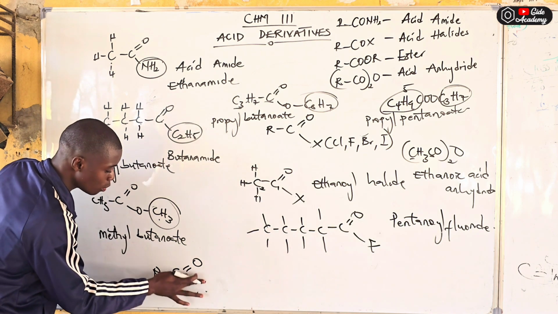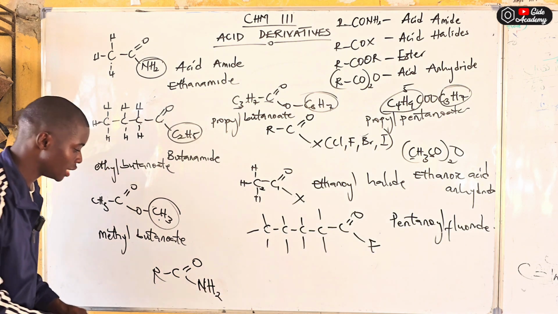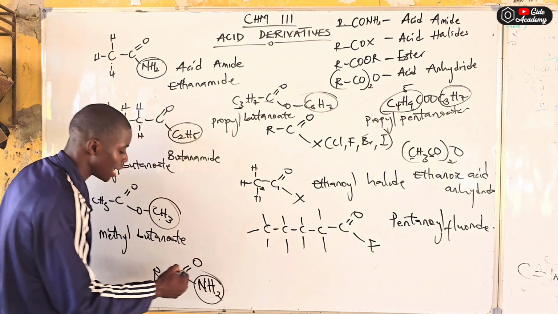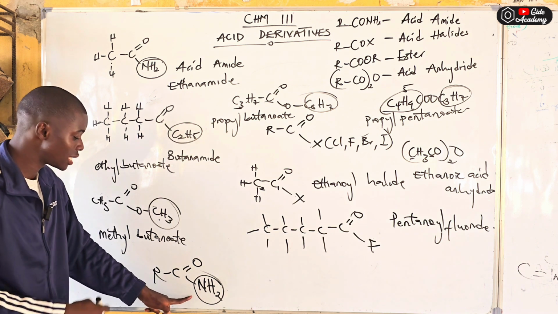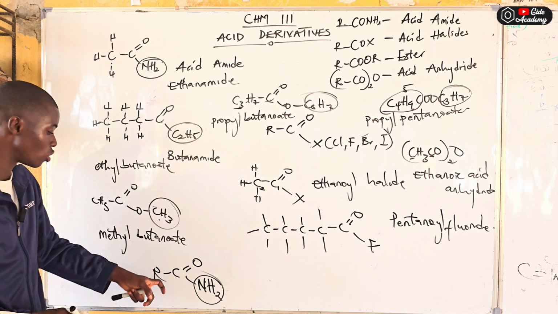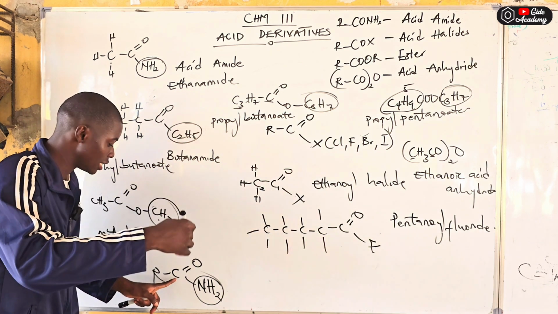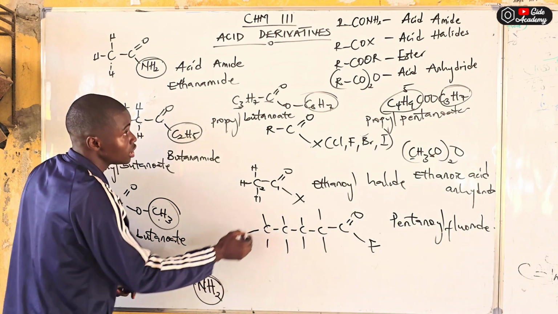But if this is removed again and NH2, which is an amine group, is put in its place, then can I call this an acid amide? And this acid amide is also referred to as what? An acid derivative. So in this situation, this can be propanamide, ethanamide, pentanamide. But at the end of the day, please take note.